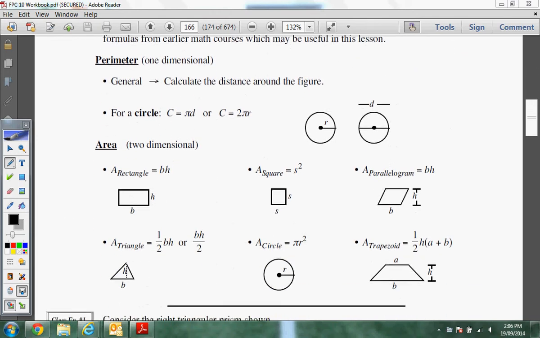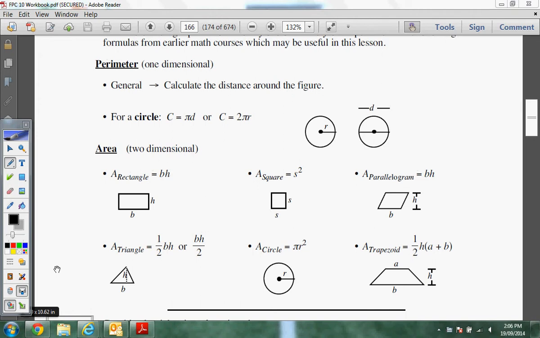Then here are your formulas, the other ones you may need to remember. So the perimeter of a circle is also called what? Circumference. 2 pi r, or pi times diameter, would be your circumference, or the distance around the circle.